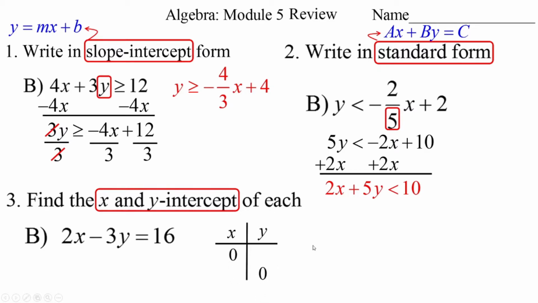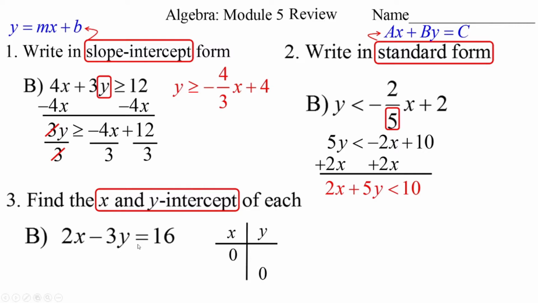And this becomes nothing more than arithmetic now. If x is 0, 2 times 0, we lose that term. And we're left with negative 3 times y is 16. So to solve for y, you're just going to divide by negative 3.